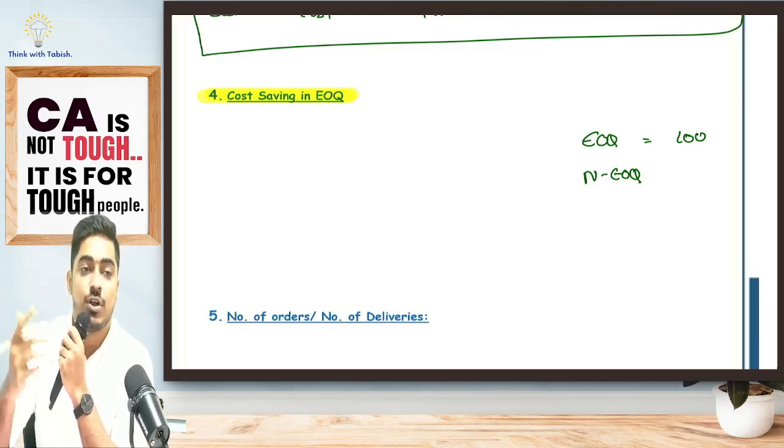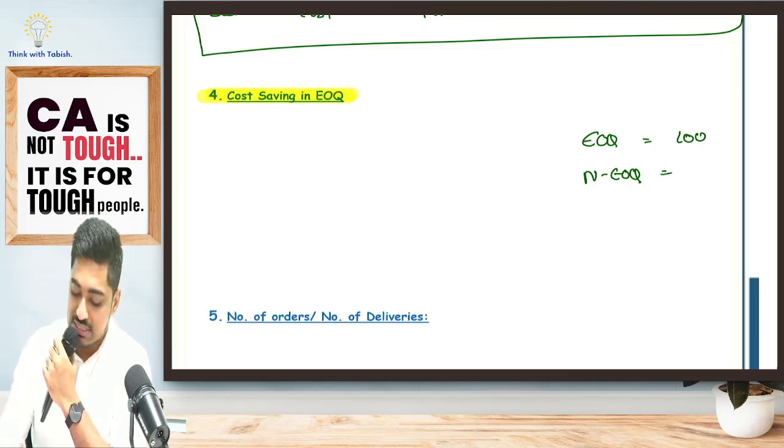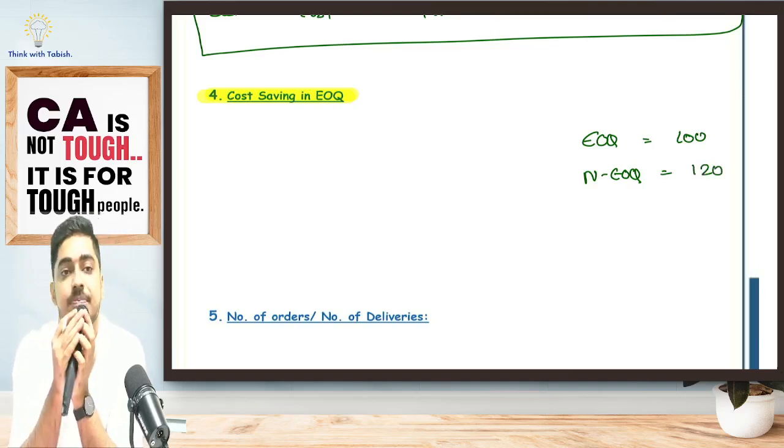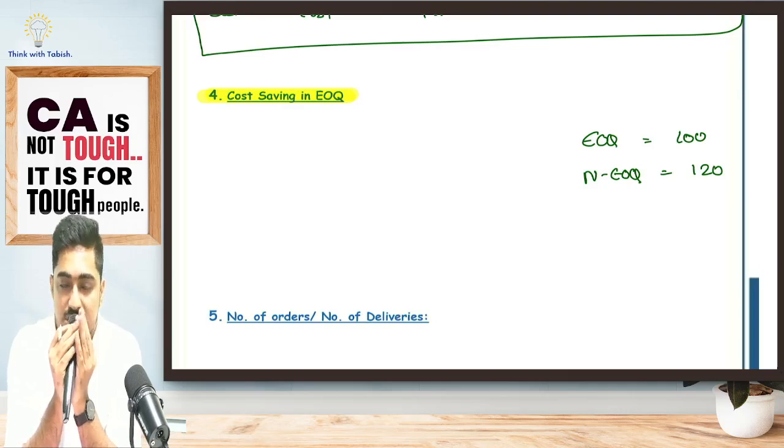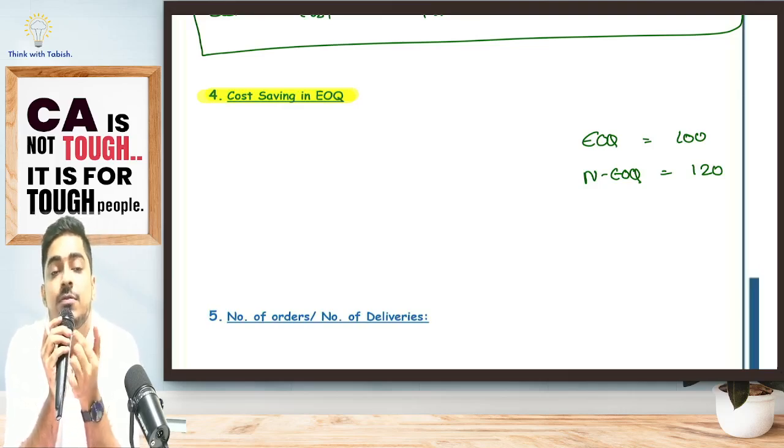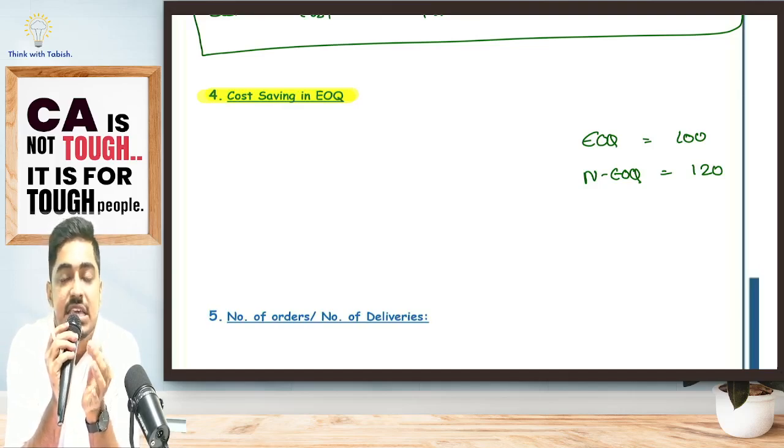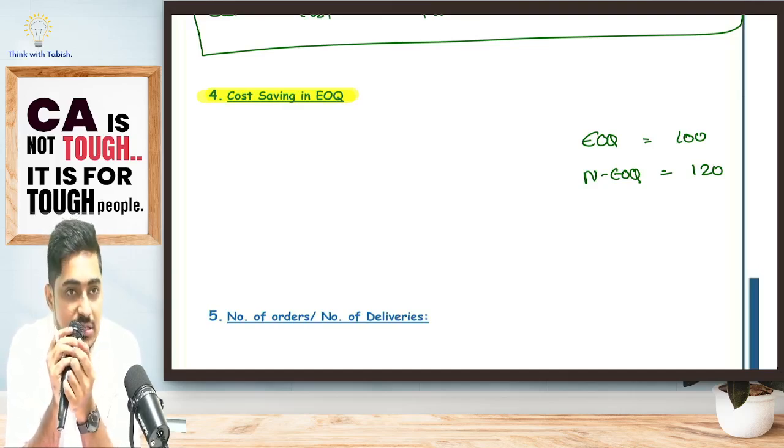But if I go for non-EOQ, some other option was also there. Imagine my total cost came to 120 rupees. That means tell me which is better. EOQ is better. If I opt for EOQ, how much cost can I save? 20 rupees I can save.